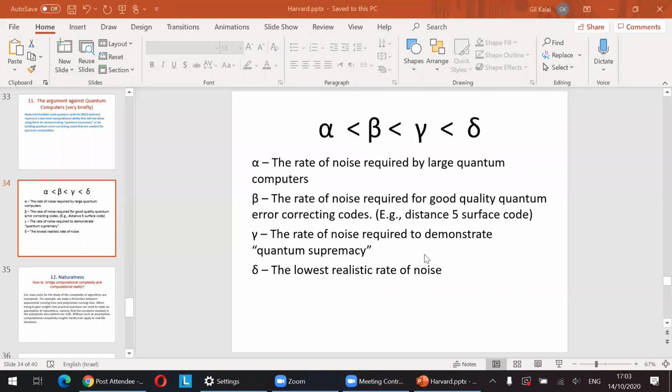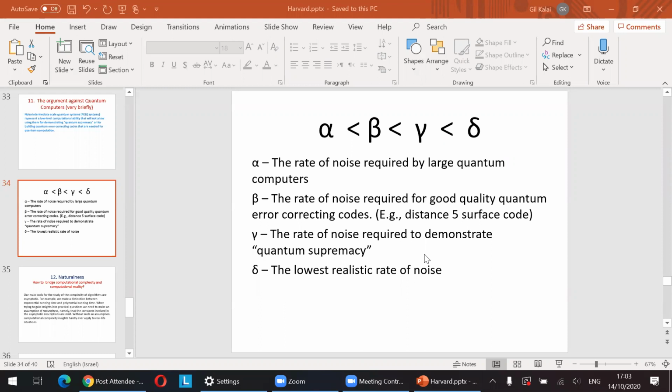No, I mean, the lowest realistic rate of noise, how do you quantify that? I think it will be difficult to define what is a realistic rate of noise, which physical principle you are using to find the lower bound on the noise that can be physically achieved.